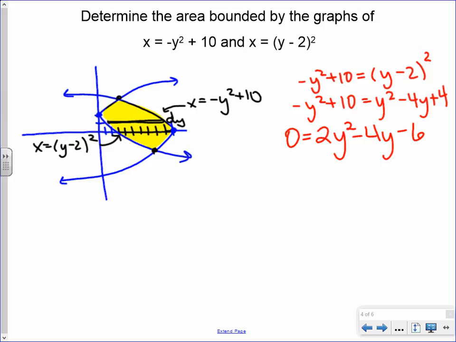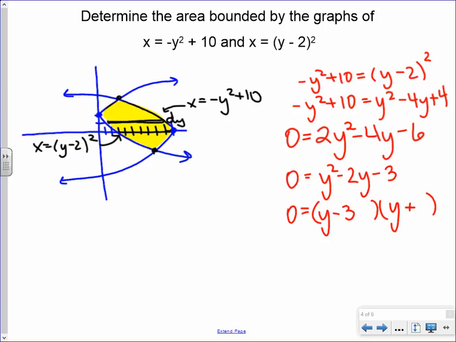Since we're solving an equation, it is allowed to divide both sides by the same number. So I'm going to go ahead and divide by 2 to make this go a little nicer for me. So we can factor this to y minus 3 times y plus 1. So we have intersection points of negative 1 and positive 3. Look at our graph. Does that make sense for what we graphed?